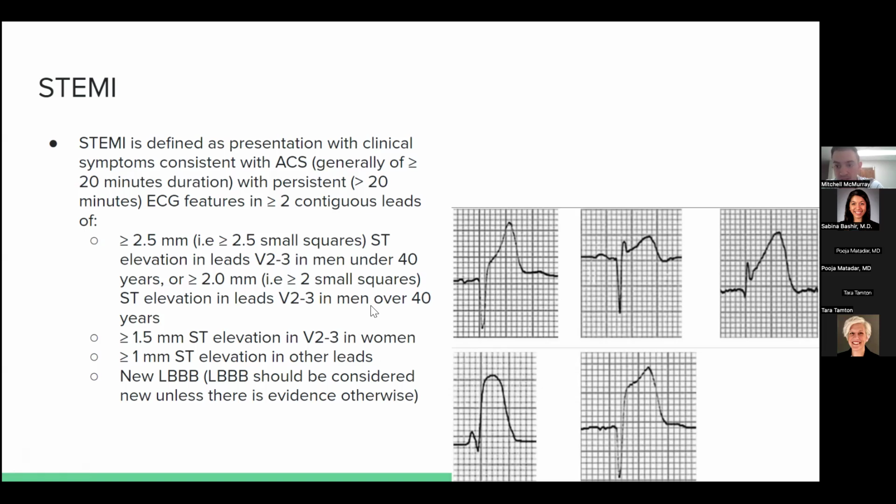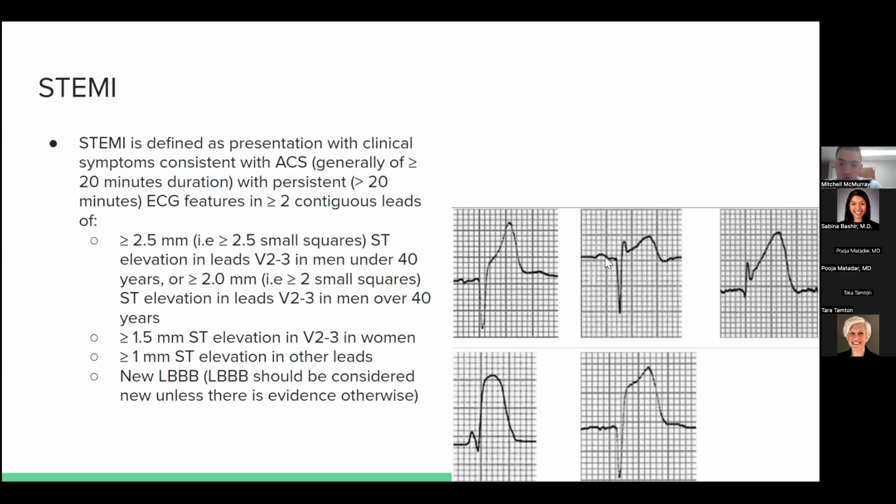Why leads V2 and V3 are important is because they're the precordial leads, the leads that correspond with the LAD vessel. And sometimes, as I'll show in further slides, there is a little bit of elevation in those leads at baseline, just because of differences in electrical transmission, et cetera. The criteria for that is it has to be higher elevation than it is in the other leads. So leads that are not V2, usually V1 through V3, just have to have 1 millimeter of elevation in contiguous leads. Again, I'll go over it one more time.